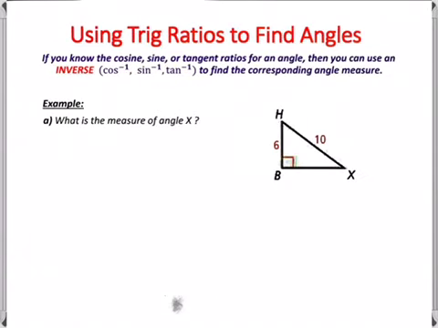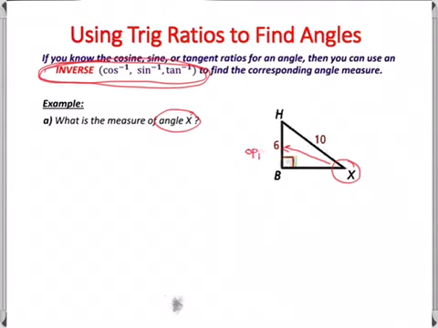In addition to being able to find side lengths using trig, you can also find angle measures. But in order to find angle measures, you need to be able to use the inverse of the cosine, sine, and tangent functions. So let's start off trying to find an angle measure. Here they have us trying to find angle x, so we're looking for this angle measure here. Well, in reference to that angle, they've given us measurements for the opposite side and the hypotenuse. So I know I'm dealing with sine here.